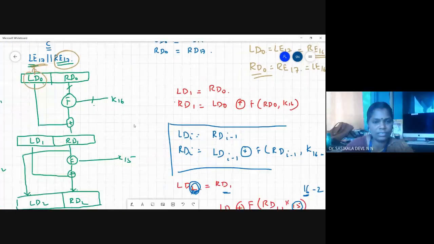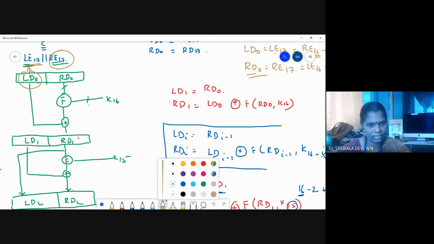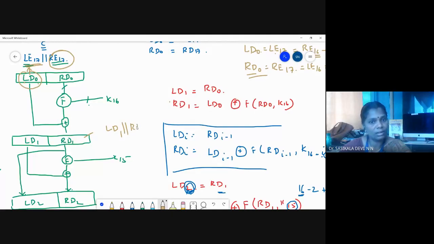Let's try to go further because we derived only the input alone. What we need to prove here is that this round will undo the effect, not a single substitution. The entire round will undo the effect. That means if you apply round one, you will get this output, LD1 added with RD1. This first round output should undo the effect of a final round encryption.